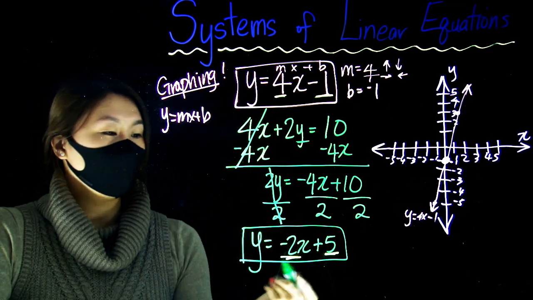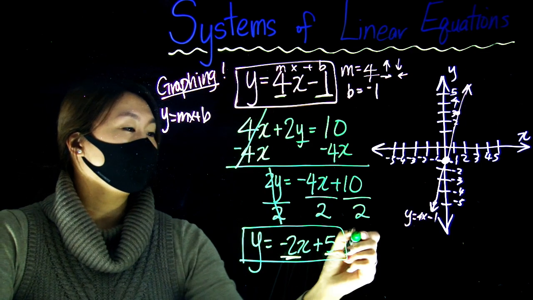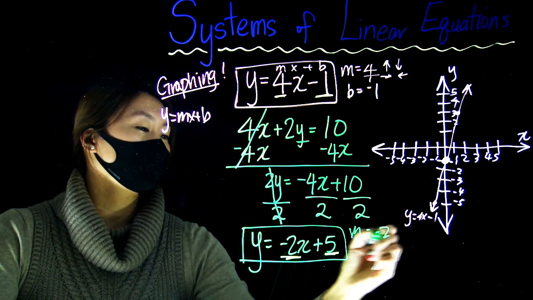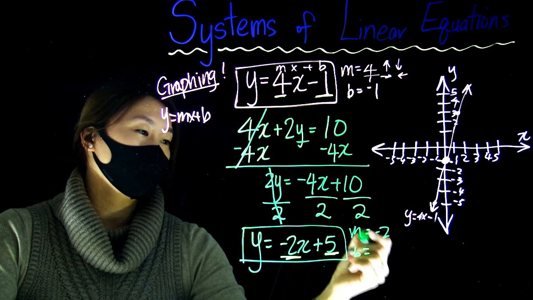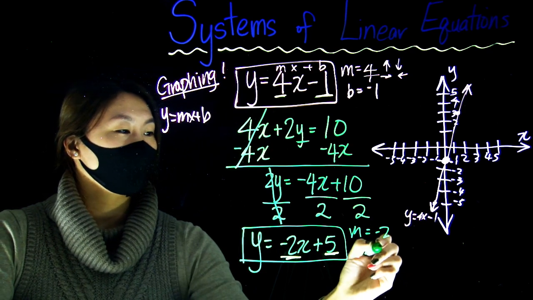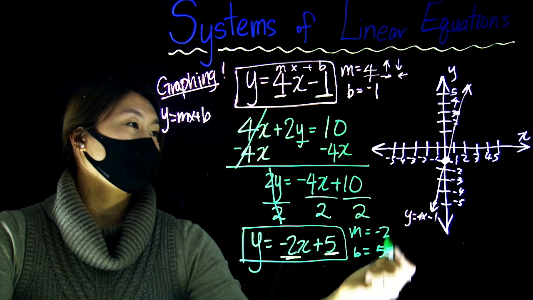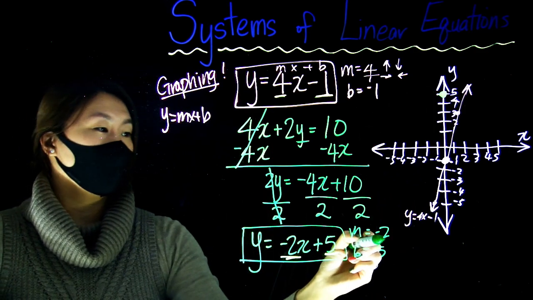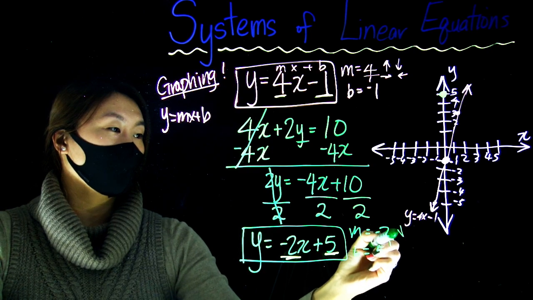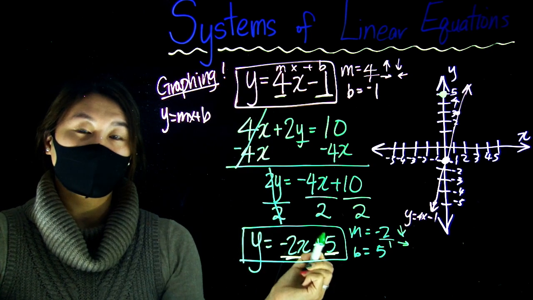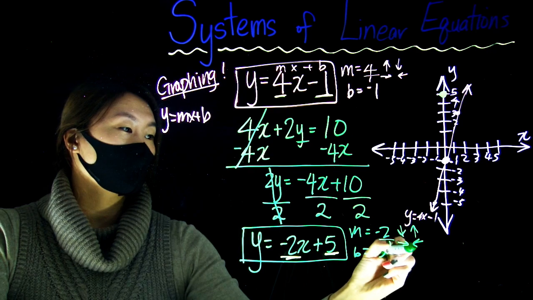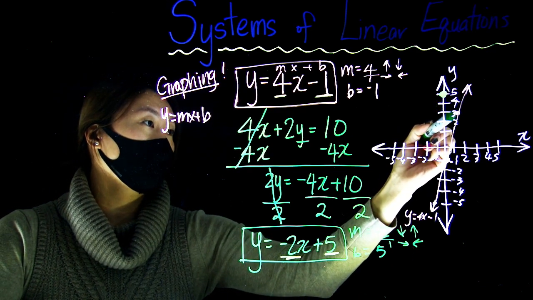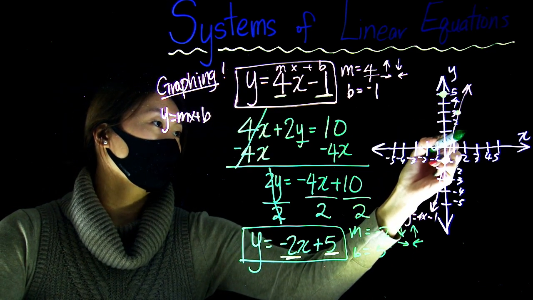Let's graph the next line. Y equals negative 2x plus 5. M is equal to negative 2. My y-intercept is 5. So I start at 5. Then I use my slope, negative 2, which is over 1. I go down 2 over 1 to the right, because it's negative, the opposite direction. So let's go down 2 over 1 to the right, down 2 over 1 to the right.